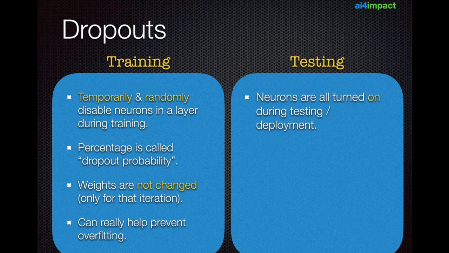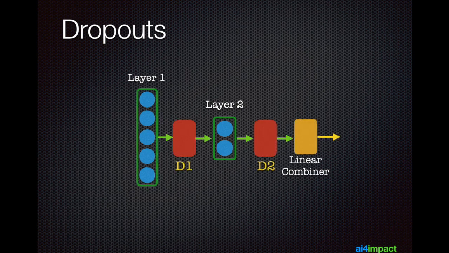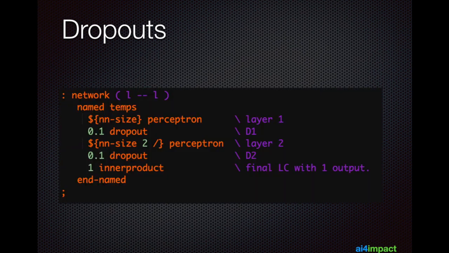During testing, all the neurons are turned on, and this is true also for deployment. The dropout layer has got no effect. Let's say we have a feed-forward network, and we want to add dropouts to layer 1 and layer 2. All we need to do is to add a dropout D1 and D2 after layer 1 and after layer 2. This is how we do it in code. If you notice, what we have done here is to just insert D1 and D2 after layer 1 and layer 2. The 0.1 indicates a dropout probability of 10%.